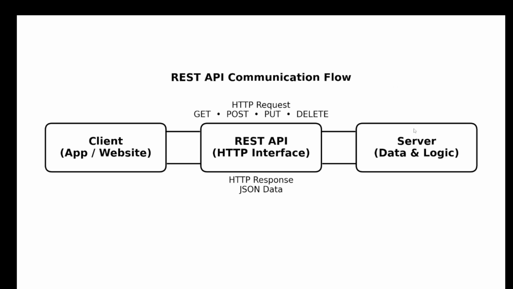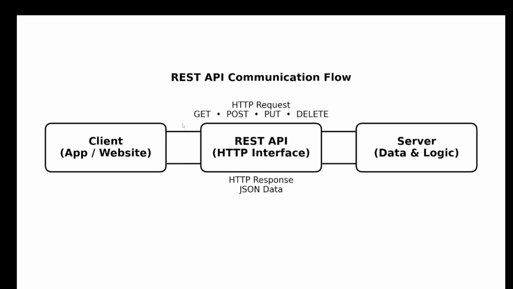On the right, we have the server. This is where the data and the application logic are stored. In the center of it, notice the box labeled REST API, and below it the words HTTP interface. This tells us that a REST API uses the HTTP protocol to communicate between the client and the server.